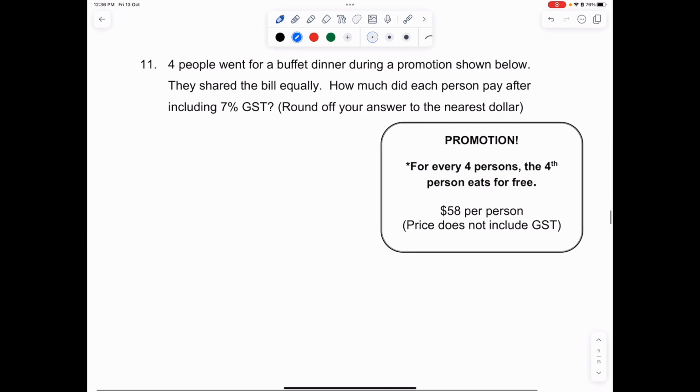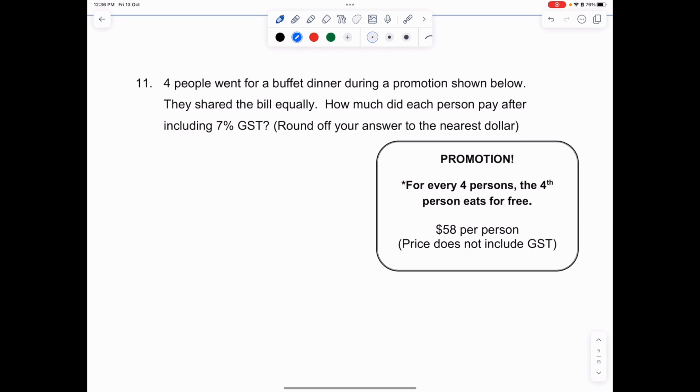Next. This question: 4 persons went for a buffet dinner during a promotion shown below. They shared the bill equally. That's the key point. How much did each person pay after including the 7% GST? Round off your answer to the nearest dollar.